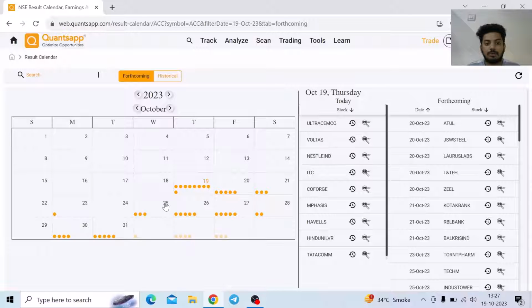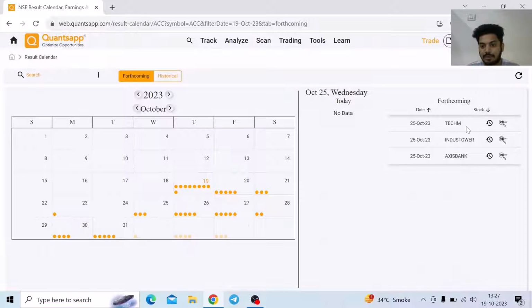Now on 25th of October, there are 3 stocks which are announcing their results: Tech Mahindra, Indus Tower and Axis Bank. If someone asks me, okay Shubhankar, what is your view on these 3 stocks? I'll say that I am very uncertain. I don't know. The stock is going to announce its result on 25th of October. We'll see on 25th of October if the results pan out to be better than the estimates, then the good results impact the stock's price accordingly.